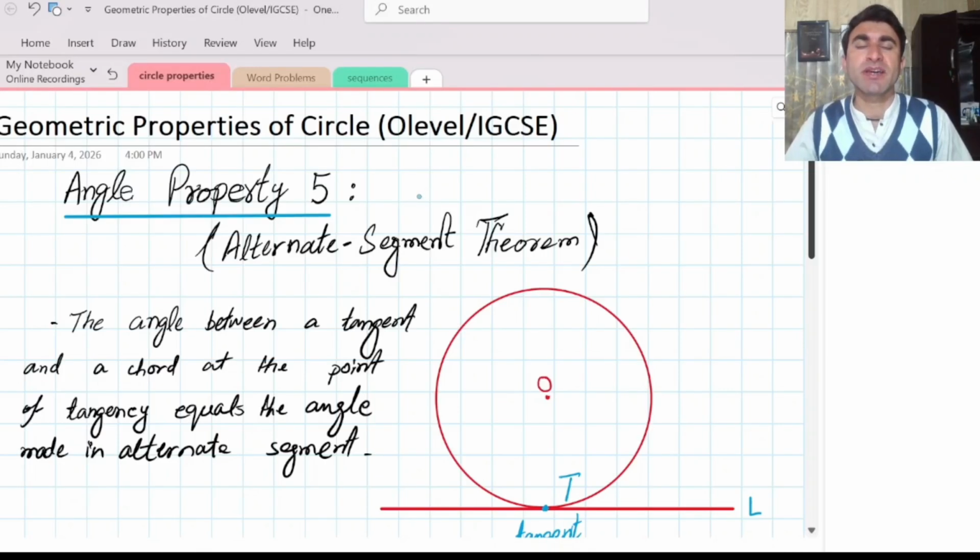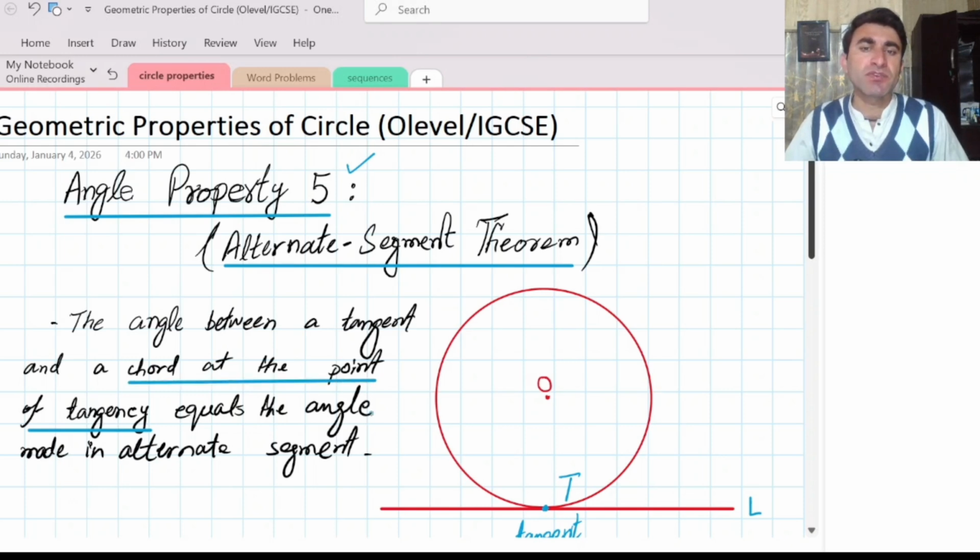Hello and welcome back. So in this video we are going to discuss the fifth and last angle property, and it is known as the alternate segment theorem. It states the angle between a tangent and a chord at the point of tangency equals the angle made in alternate segments.